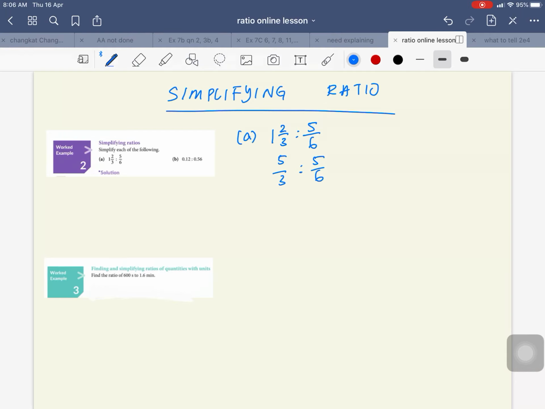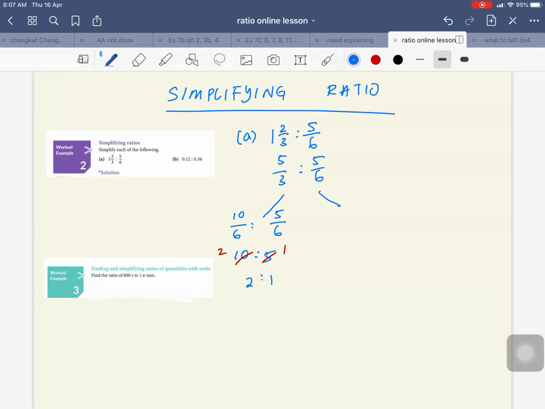First way, you make both the denominator the same. So I times 2 to the denominator and times 2 to the numerator. So you have 10 is to 5. If you times 6 on both sides, you will get 10 is to 5. Lowest term, you get 2 is to 1.